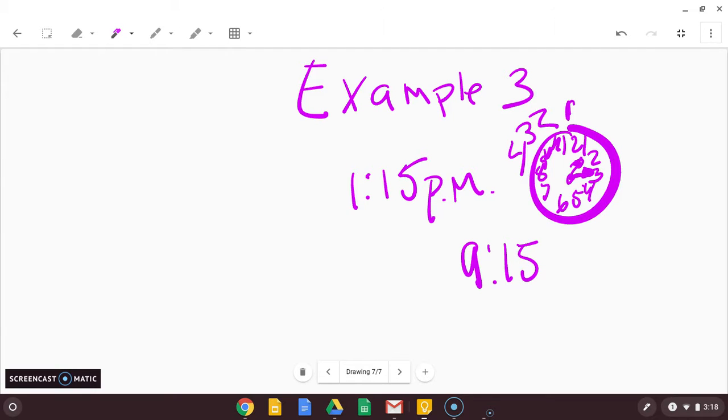So exactly 9:15 would be 4 hours. Now from 9:15, we got to count backwards 25 minutes. Now this is where it gets a little tricky. We can't just subtract 50 from 9:15. Or not 50, 25, I'm sorry. It's 25 minutes before 9:15.